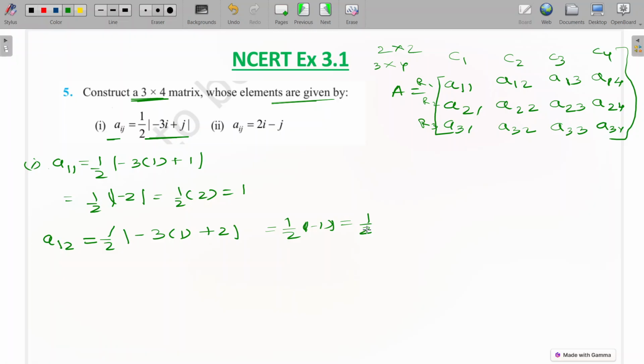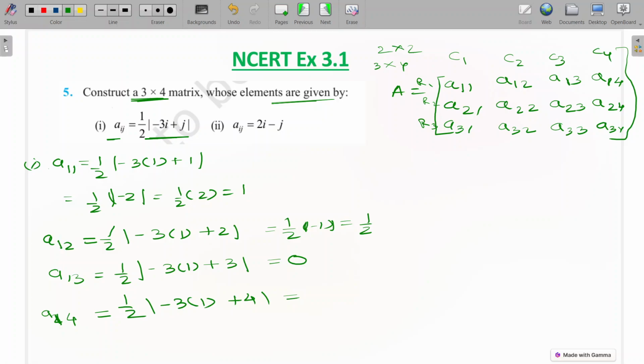Again A13. Half of the mod of minus 3 into 1, put i as 1 and j as 3, plus 3. So minus 3 plus 3 is 0, so it is 0. Now take out A14. Since here we have 4 columns, take out A14. Half of the mod of minus 3 into 1 plus 4, which is 4 minus 3 is 1. So half of the mod of 1 is half.